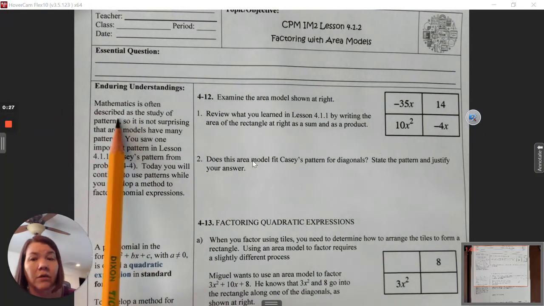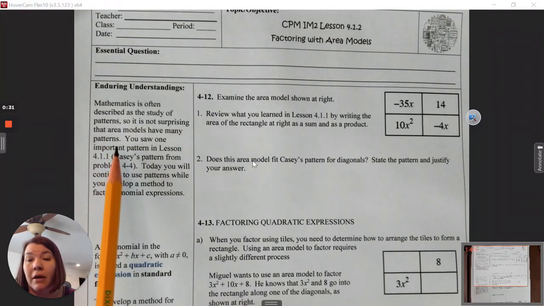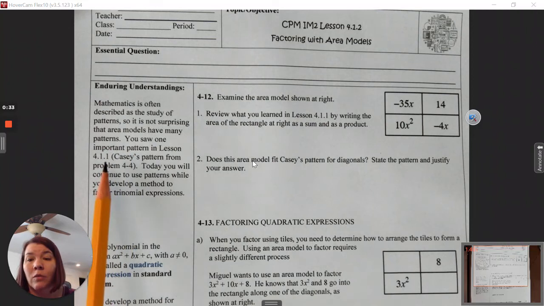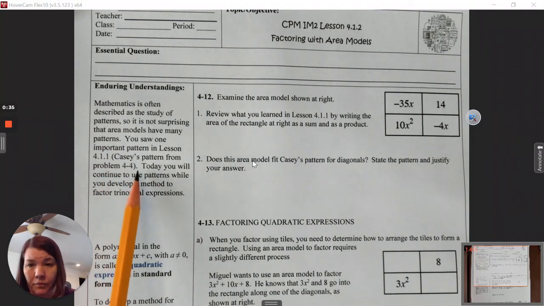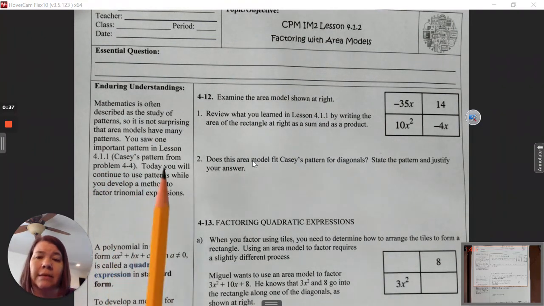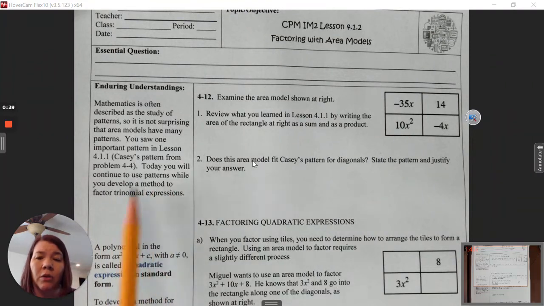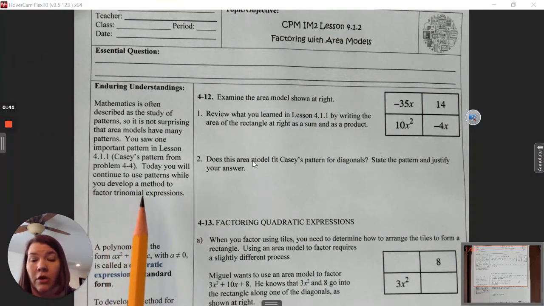So mathematics is also often described as a study of patterns, so it's not surprising that many area models have many patterns. We saw one important pattern in lesson 4.1.1, Casey's pattern. That's the last problem we talked about in class. Today we will continue to use patterns while we develop this method to factor trinomial expressions. We're going to try to figure out a way to do it fast.